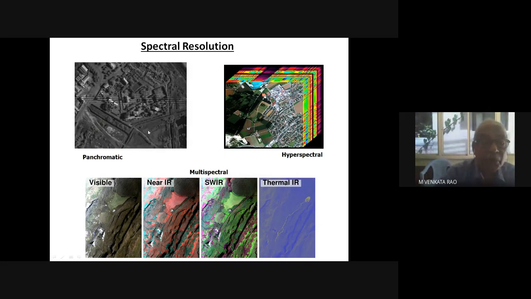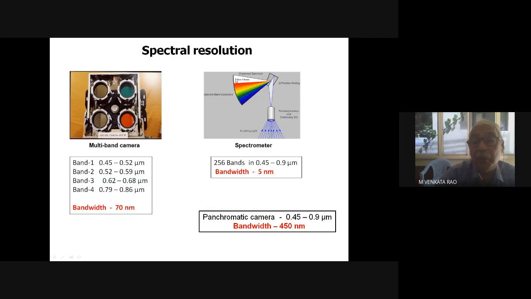See, for example, here, this is a panchromatic camera image. It is black and white. Here it is multispectral: visible, near infrared, short wave infrared, thermal infrared. The same features will give different phenomena in different colors. This is the hyperspectral. You will have some 250, 300 bands like that. Here only 4 bands, whereas here you will have multiple because it is a full spectrum. So you go on making small bands, then you will get any number of bands.